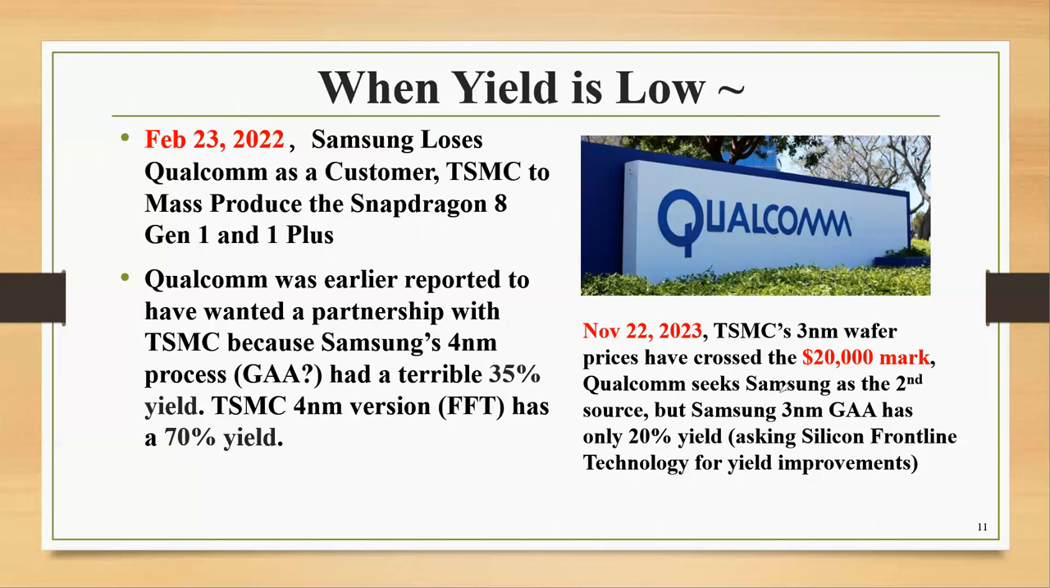They will use the second source to negotiate with TSMC: hey, can you lower the price a little bit, because I have a second source, even though Samsung has a lower yield. And Samsung is struggling to improve their yield by seeking consulting companies for yield improvement. So there's always a funny twist in this world. Okay.